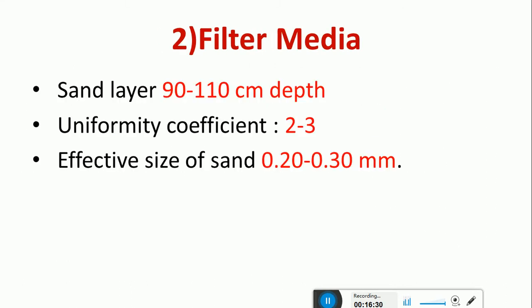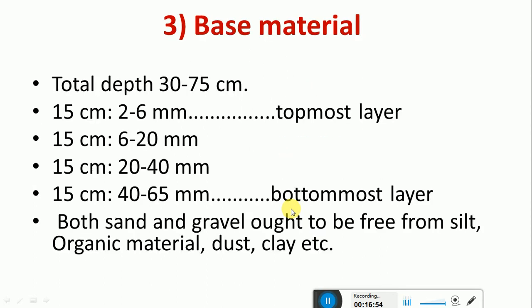The media may consist of a sand layer 90 to 100 centimeters deep, which has a uniformity coefficient of 2 to 3. The effective size of the sand will be in the range of 0.20 to 0.30 mm. Because of the small effective size, it is very effective in removing most of the pathogens and bacteria present in the water. Below the sand layer we have the base material.